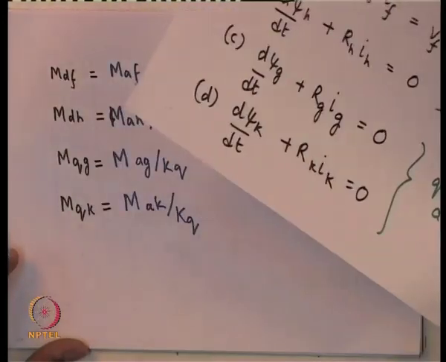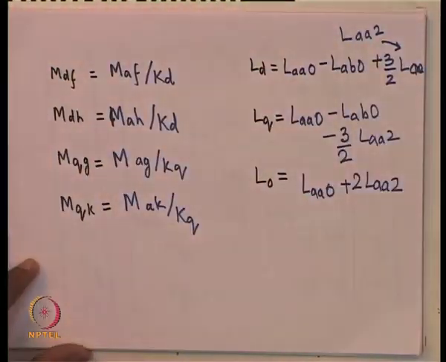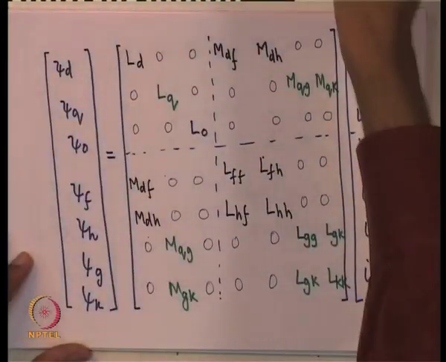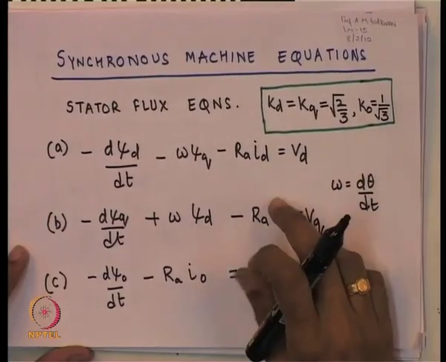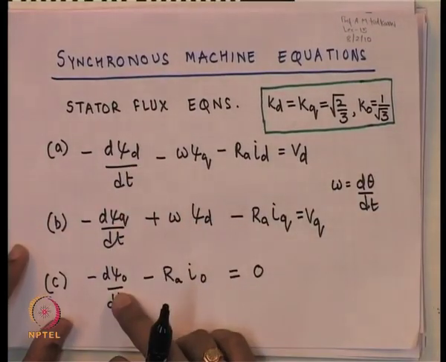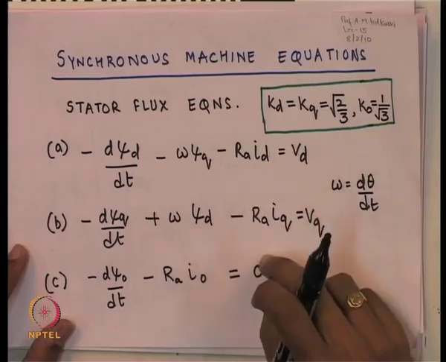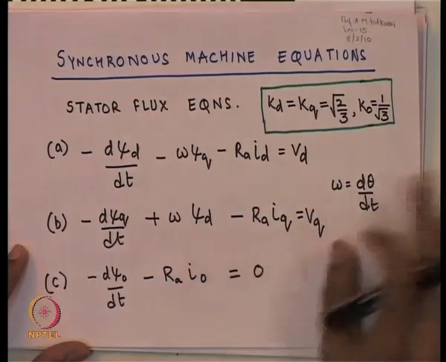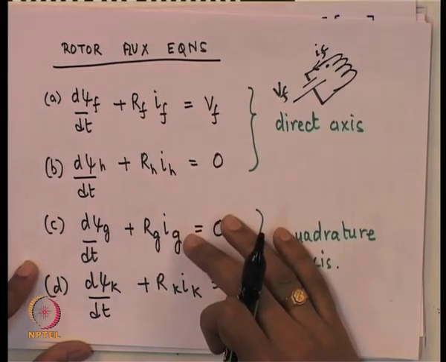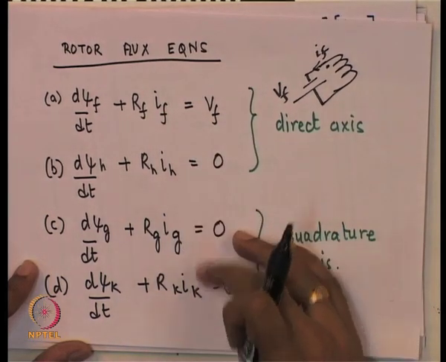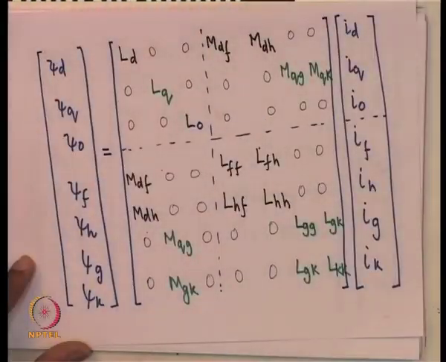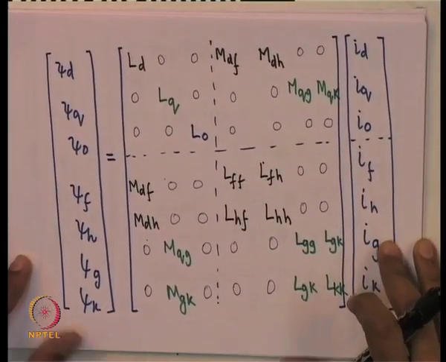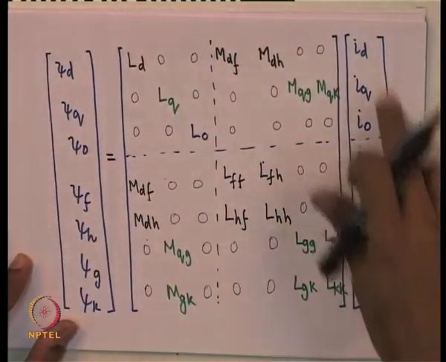Now, if you recall, if you look at these equations, they are not in pure state space form. For example, the differential equations are in psi, but you also have these terms id, iq, i0, if, ih, ig and ik. These are in fact related to the flux variables by this relationship, which is of course also theta invariant.